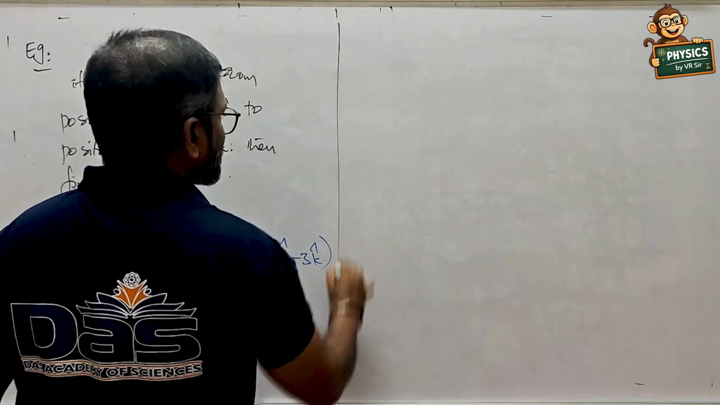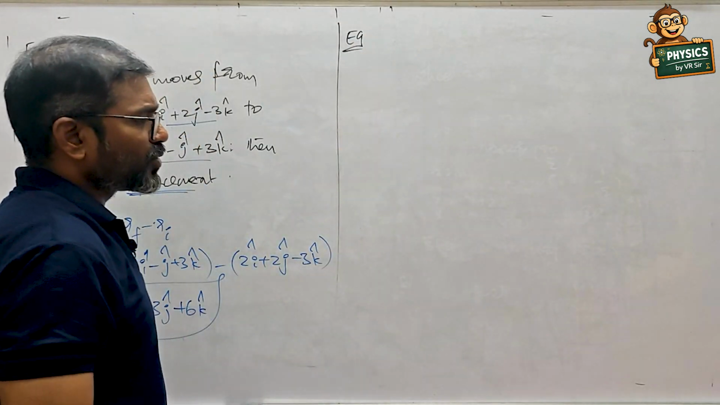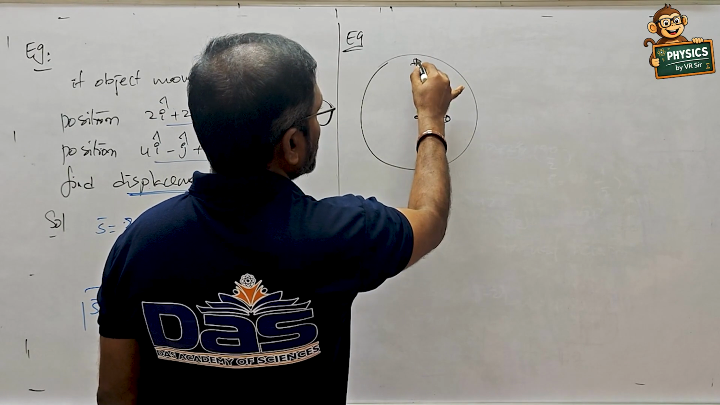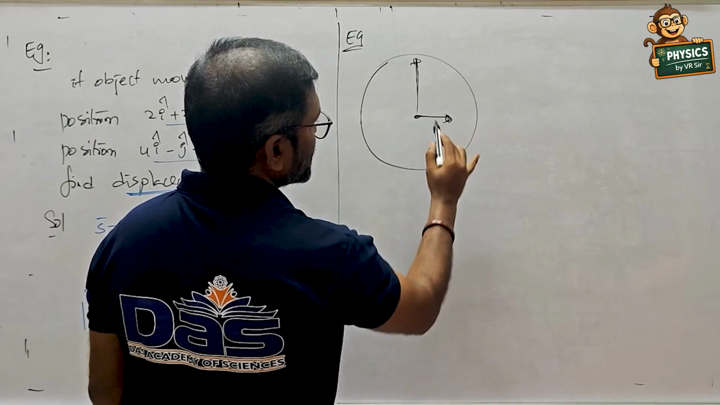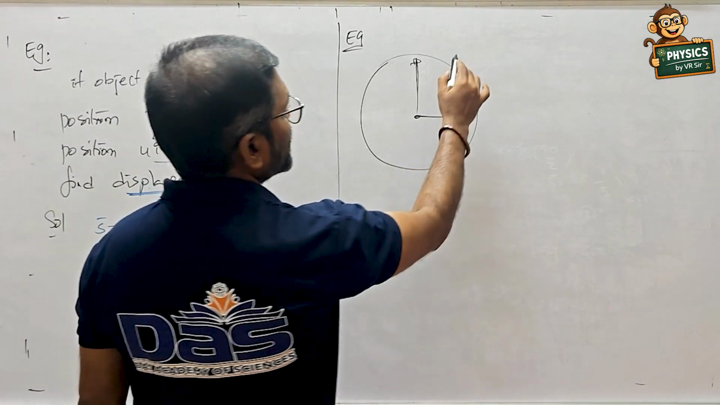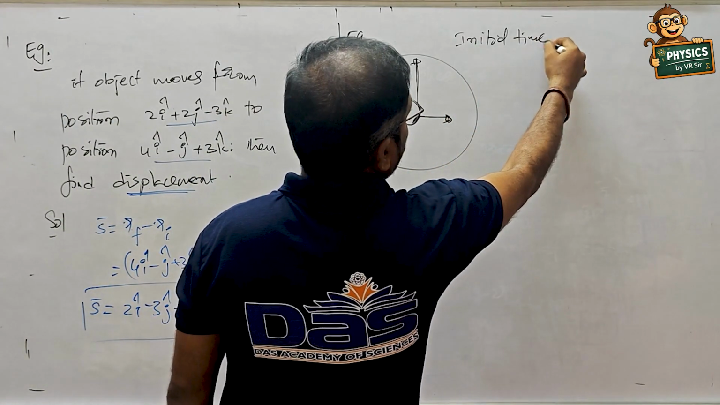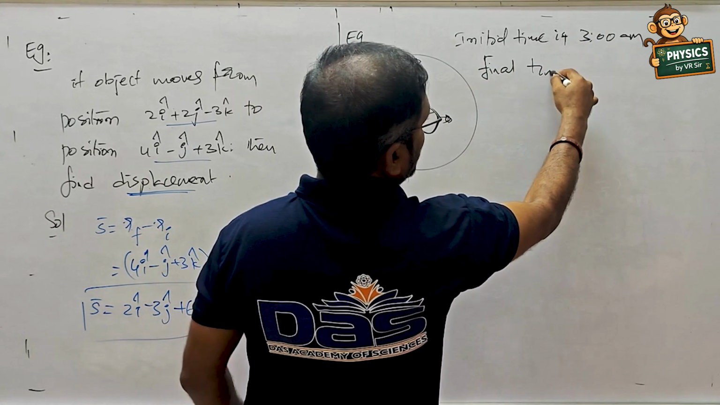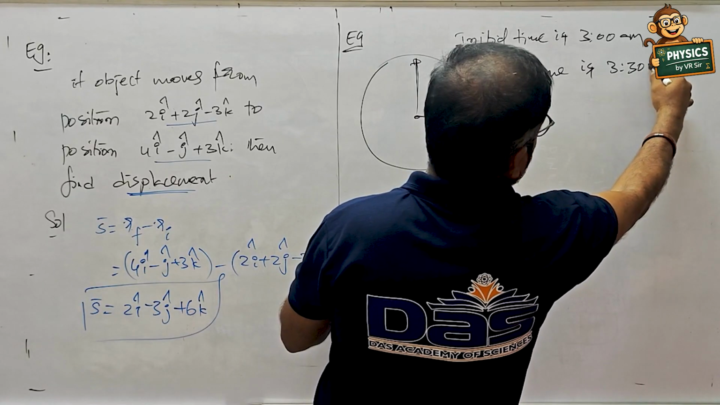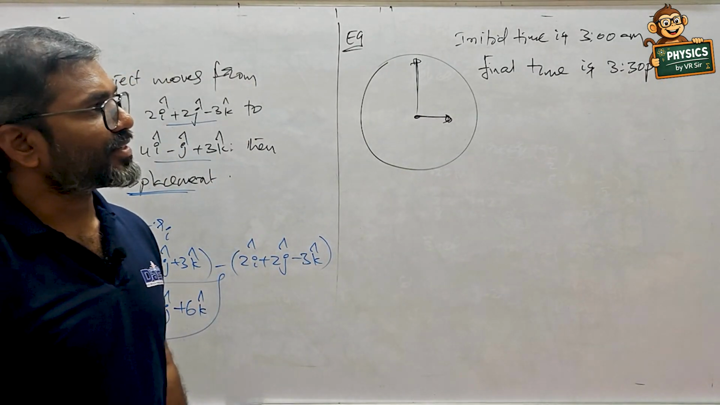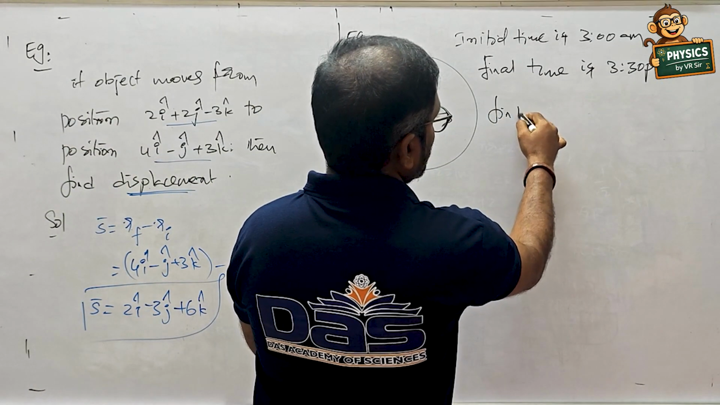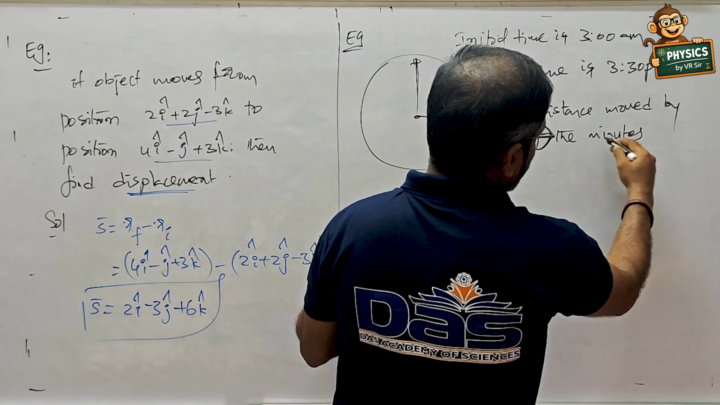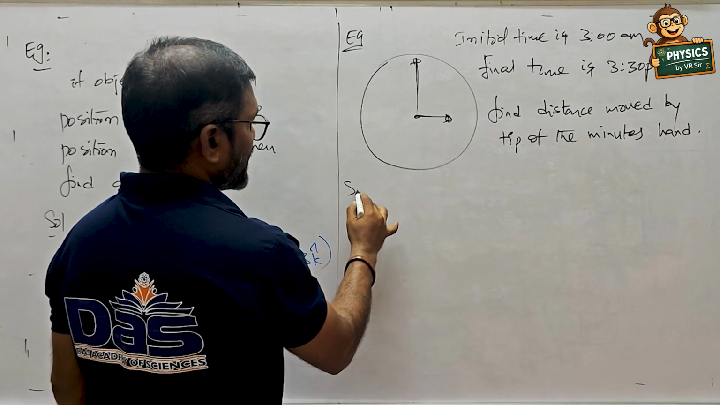One more example of another model. Suppose there is a clock, with a minutes needle and an hours needle. The initial time is 3 a.m. and the final time is 3:30 p.m. Find the distance moved by the tip of the minutes hand.